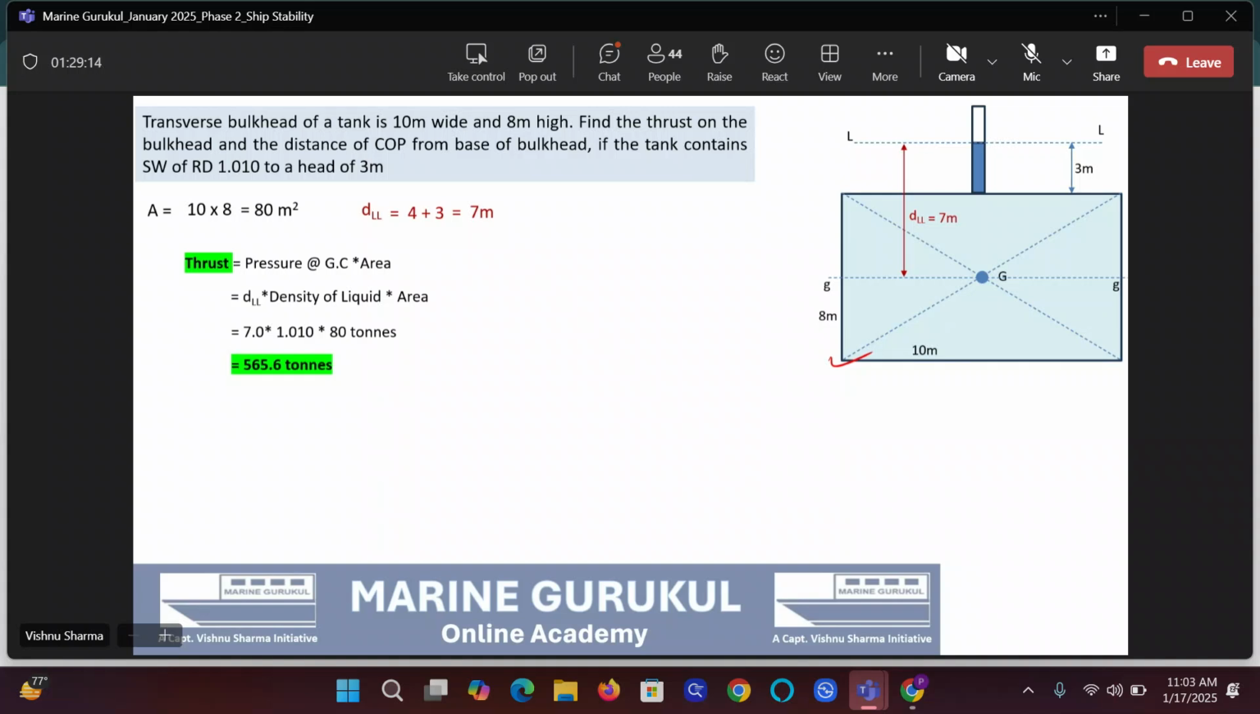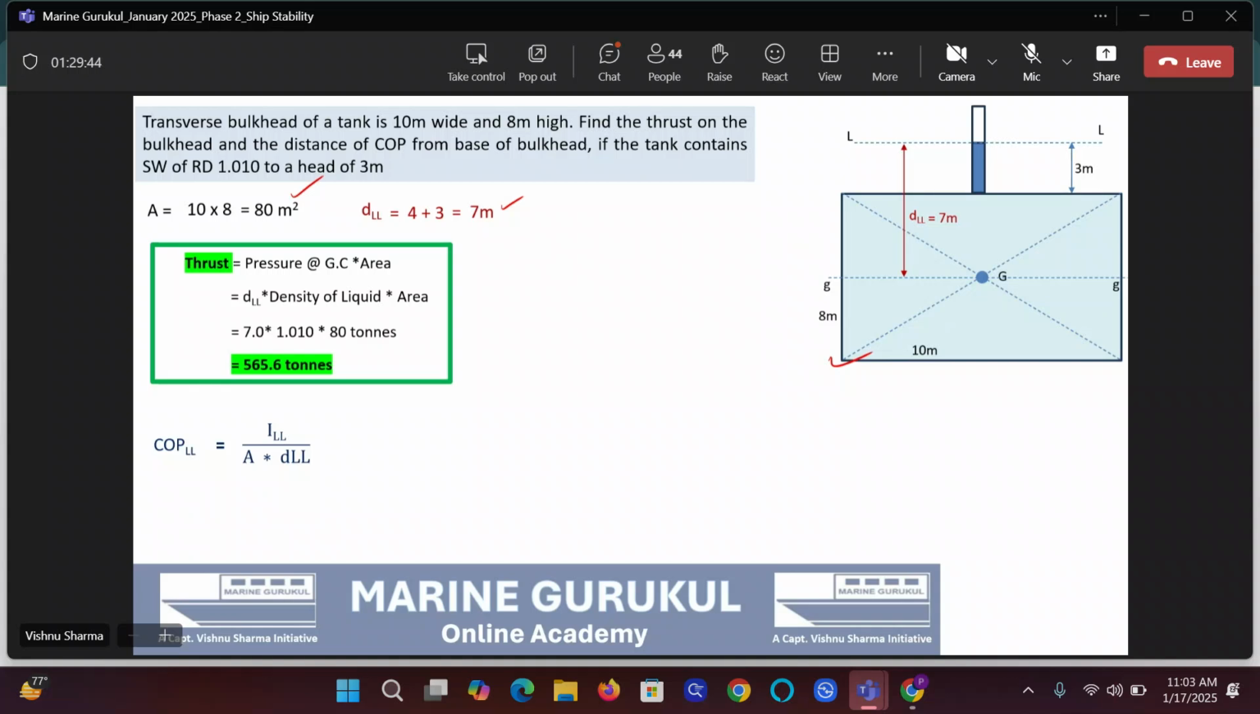COP LL is equal to I LL upon A into D LL. How much is the immersed area? You already know, 80 square meters. What is D LL? You already know, 7 meters. So what is left now? We have I LL to deal with. Am I right, guys? Correct? Now we have to find what is I LL: the moment of inertia of the immersed area.